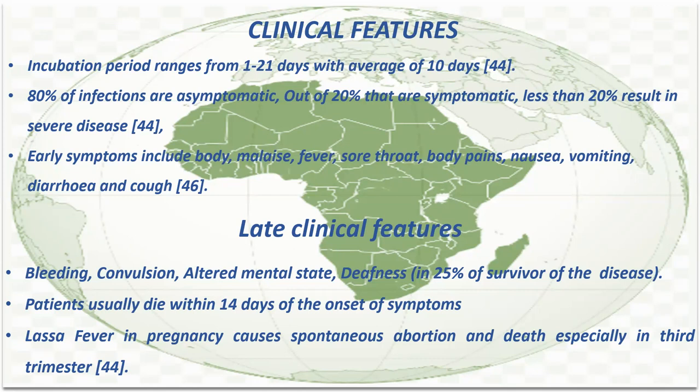The person that has the Lassa virus usually dies within 14 days of onset of symptoms. Lassa virus also causes abortion in pregnant women and can cause death too, especially when they're in their third trimester of pregnancy. There's also a tendency for the virus to transmit through the placenta to the newborn baby, which also causes mortality in newborns.